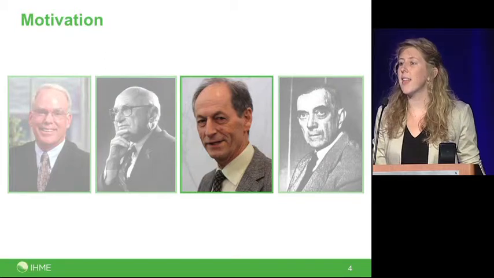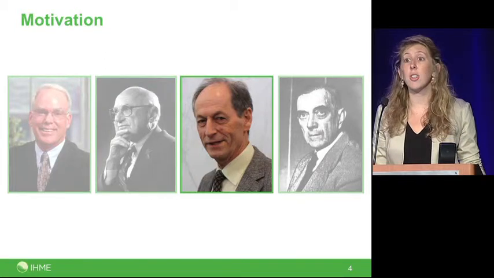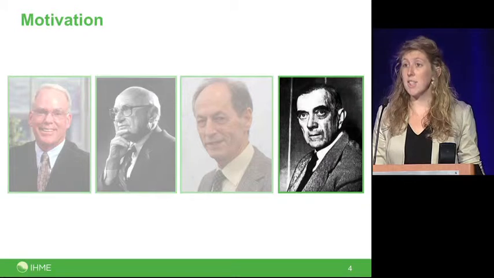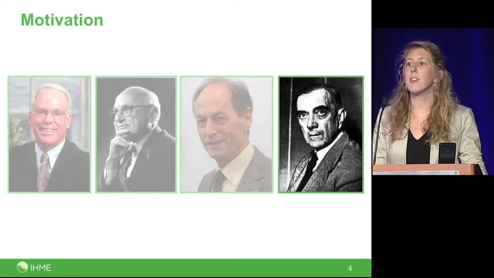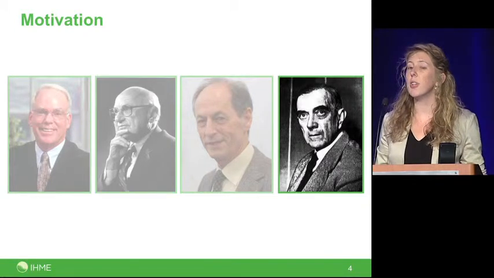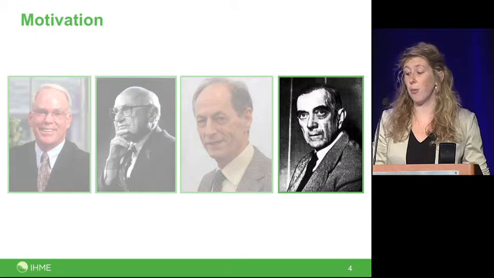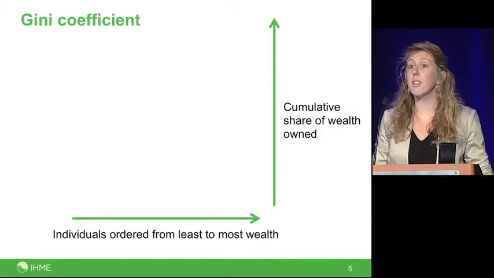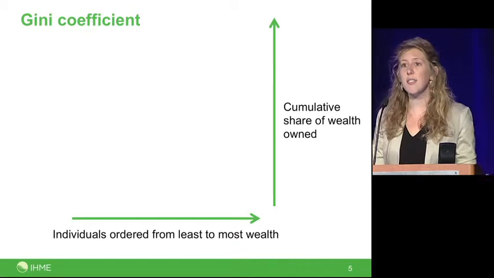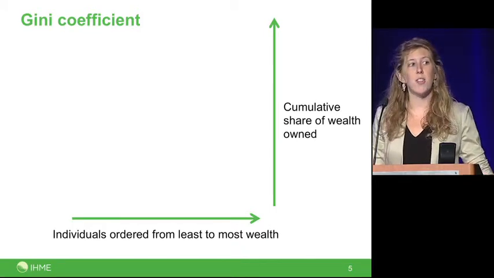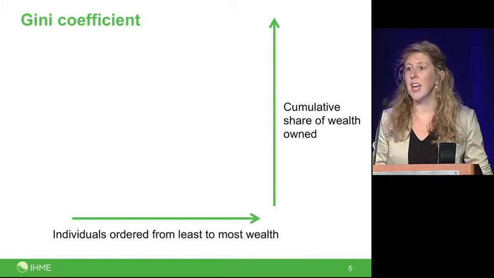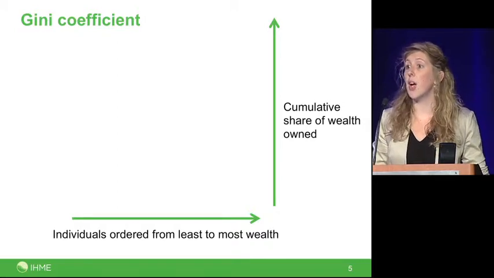So how am I going to capture that spectrum of wealth, that distribution, in just one number? This is Corrado Gini, whose Gini coefficient captures the difference between an actual and a totally equitable distribution of wealth. In order to construct a Gini coefficient, we take all of the individuals in a population, we arrange them from the least to the most wealthy, and we plot the cumulative share of the wealth that they own.